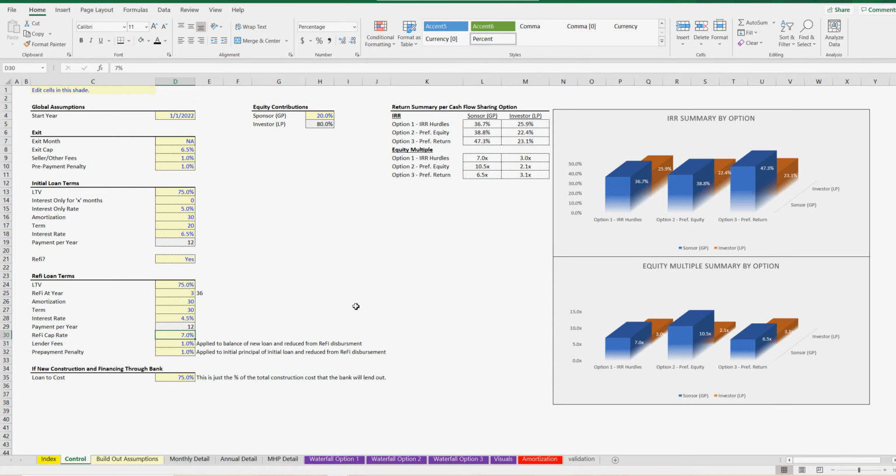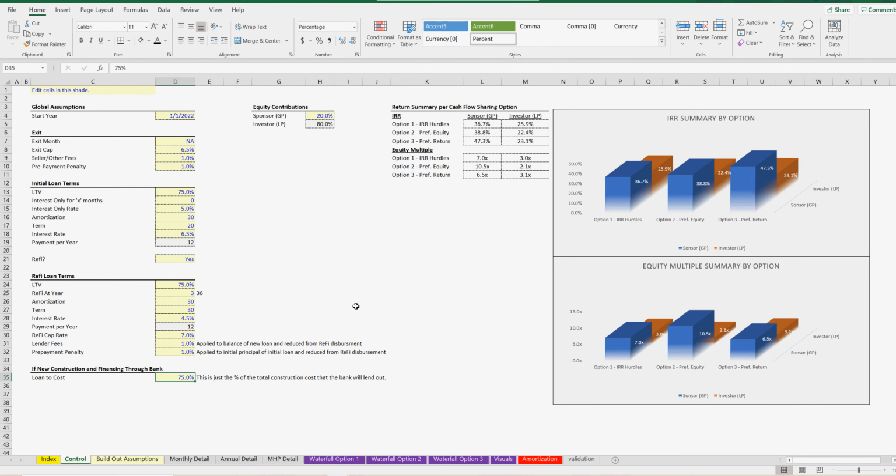The refi cap rate, which we need to know to figure out how much the loan's going to be, and any lender fees and prepayment penalties for that. These are just applied to whatever the refi incoming disbursement is. That will be reduced by both of these fees. The lender fees are applied to the refi amount. The prepayment penalties are applied to the initial loan, initial balance.